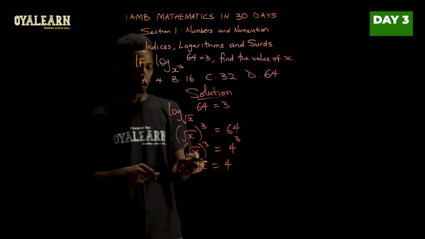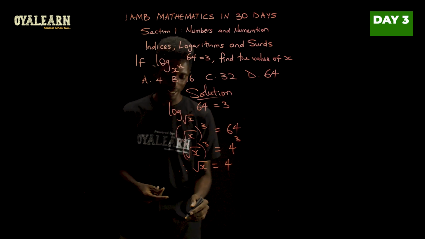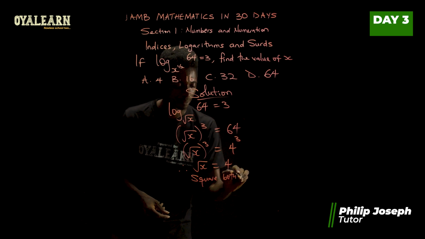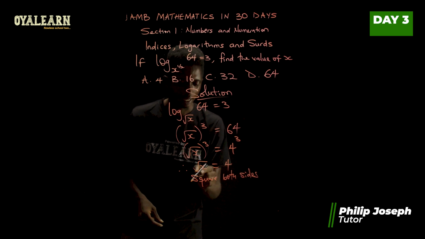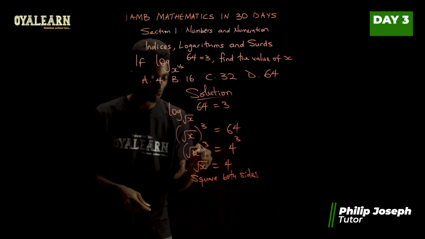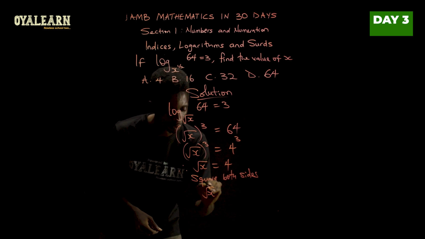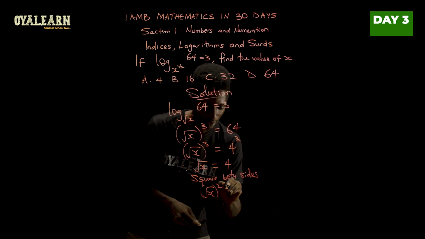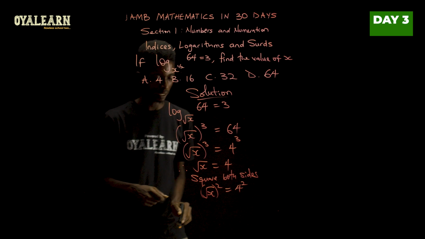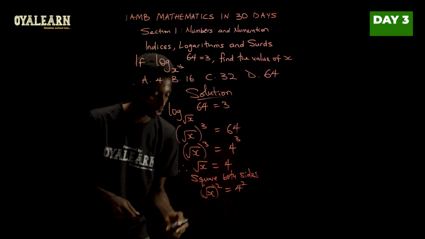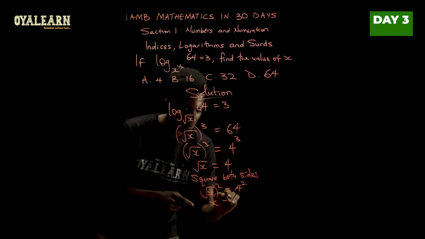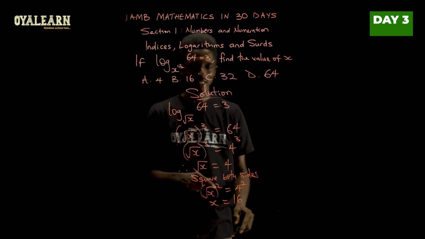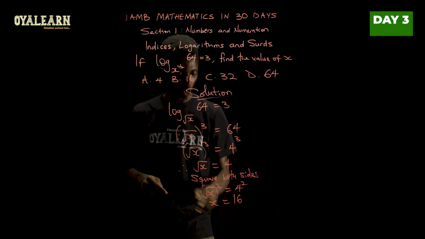Now from here, to get rid of this square root, we're going to square both sides. Square both sides. And then square root of x squared is x, and when we square 4, that would be 4 squared. So this square gets rid of this square root to give us x, and then 4 squared would give us 16. That is, the answer is option B.